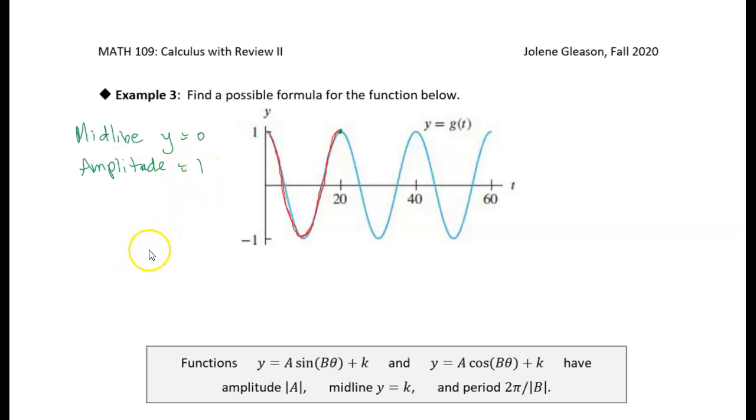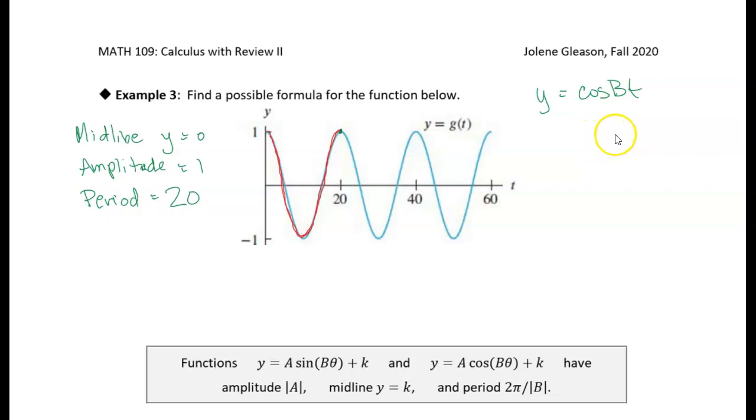Sorry, I lost my train of thought there for a second. And the period now is what really changed from the basic cosine function. The period is equal to 20 now. Okay, so that's the major change. Because you can see it's a cosine function, right? It starts high and ends up at the high point, so it looks like a cosine function. So I want a formula that's in the form of y equals cosine of bt, right? So that b value is what's going to change the period.